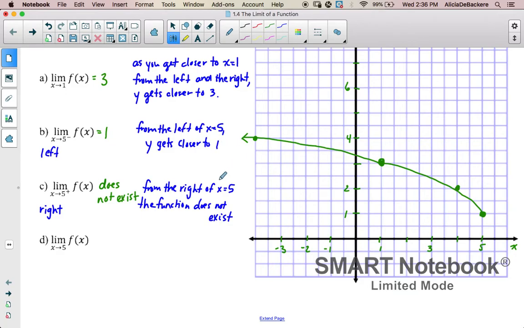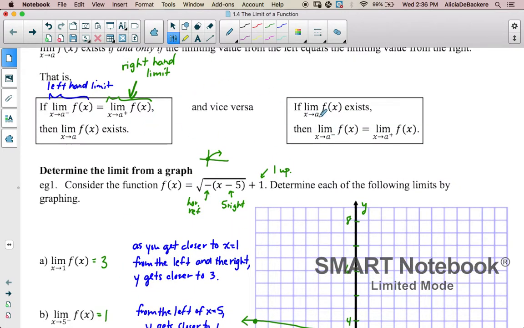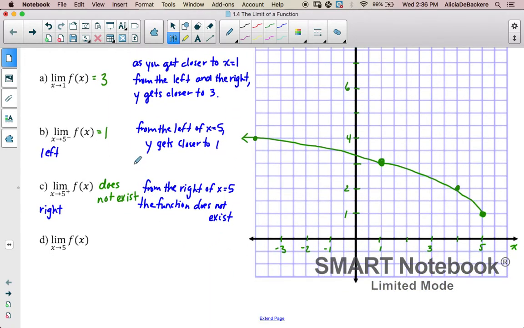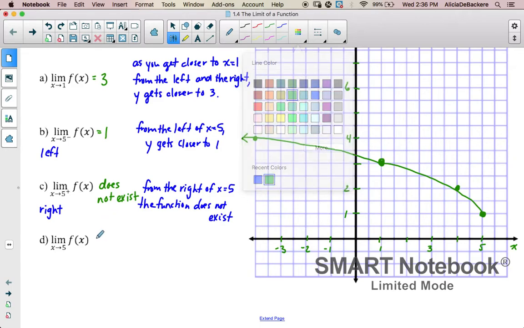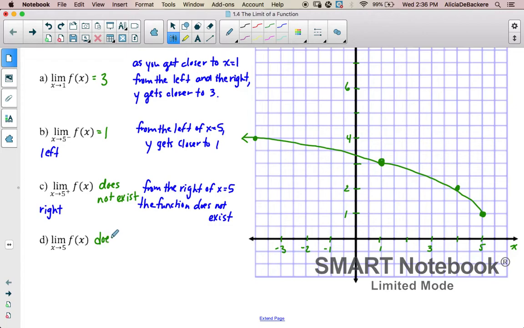All right, the last one we've got here then is what is the limit of f of x as x approaches 5? So now I'm talking about the definition. Remember that the definition says that the limit as x approaches a of f of x will exist if the left-hand limit is equal to the right-hand limit. So when I look at the left-hand limit and the right-hand limit as I approach 5, they are not the same. So this does not exist. And that's because the left-hand limit does not equal the right-hand limit.